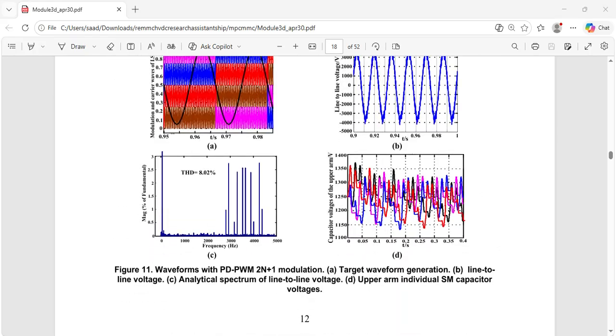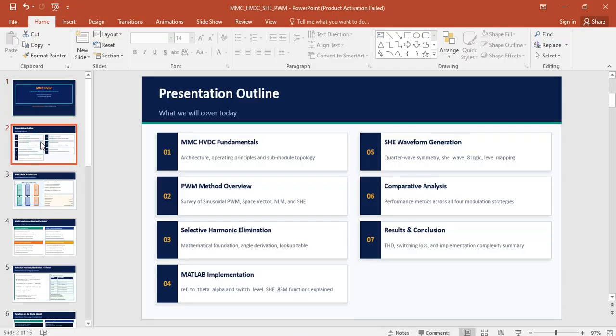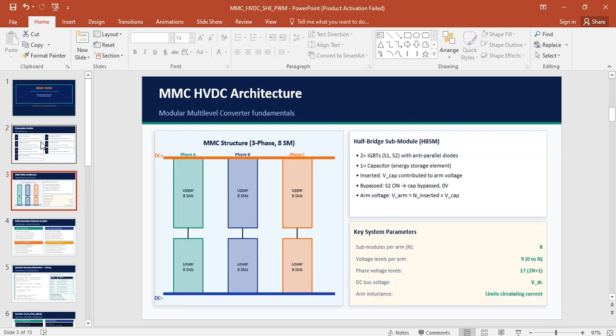All right, so let me go through this PPT. It's a small PPT. In this PPT, the basic MMC architecture is explained, that is, how the system that I'm going to show you is developed. It has 8 submodules in either arm, and it is made up of half bridges.